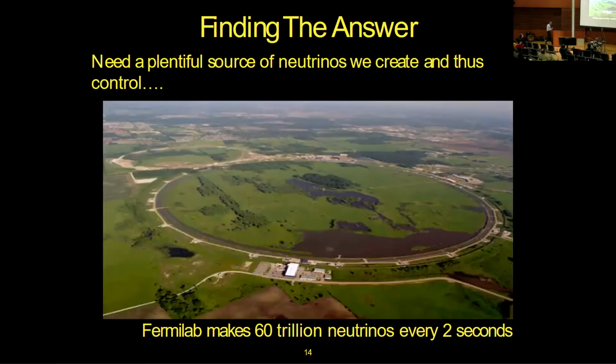So how do you do that? Well, you need a plentiful source of neutrinos that you create, and thus you control their energy and how far the neutrinos are traveling. Because remember, I told you this process depends on how much energy a neutrino has and how far it's traveled. Turns out at Fermilab, which is just outside of Chicago, we can make 60 trillion neutrinos about every 2 seconds. And so check that. We've got a plentiful source of neutrinos, we control their energy, and we can point them in the direction that we want them to go to intersect our detectors.